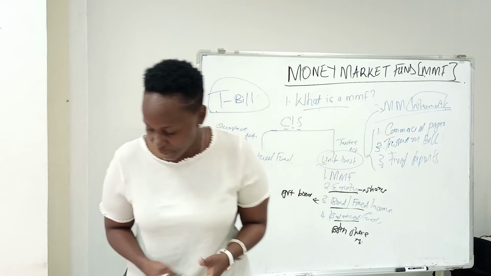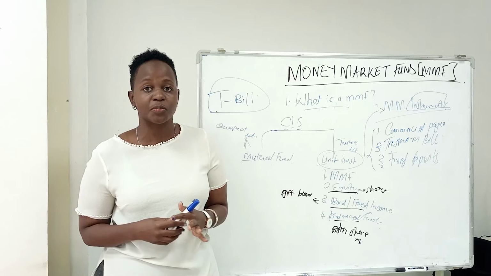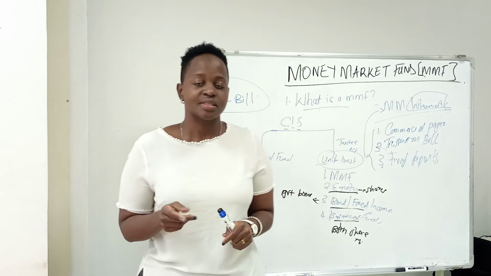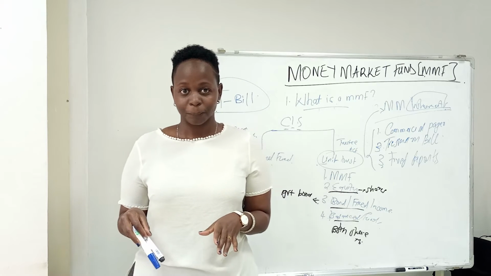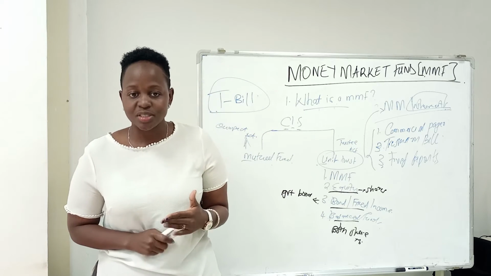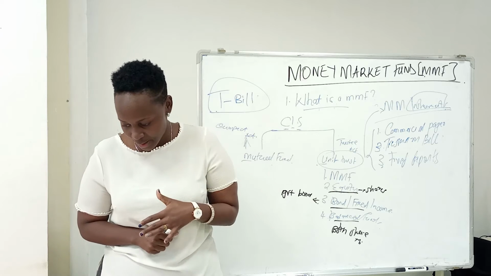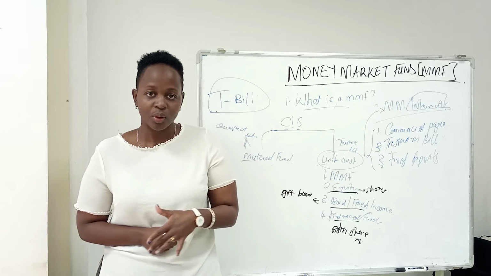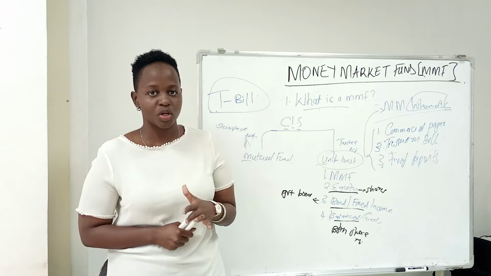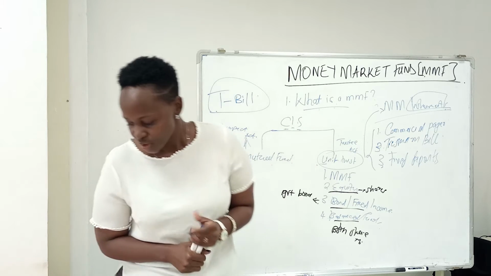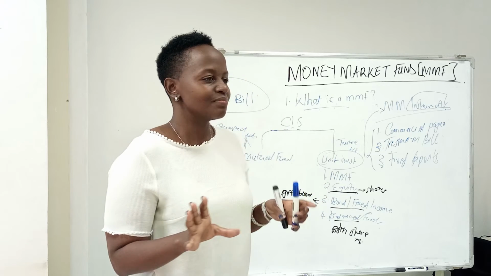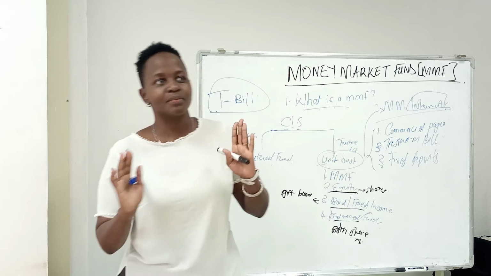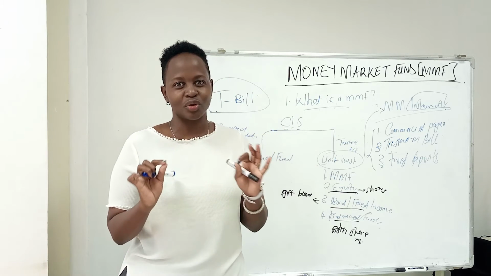But our T-bill is a short-term fixed income security issued by the government through the central bank, the CBK. I will repeat it: a short-term fixed income security issued by the government through the CBK, the Central Bank of Kenya.